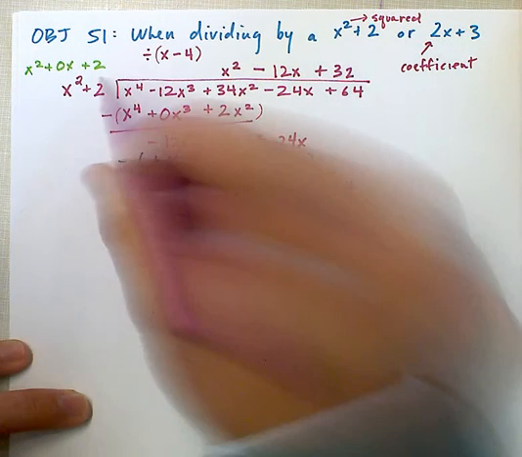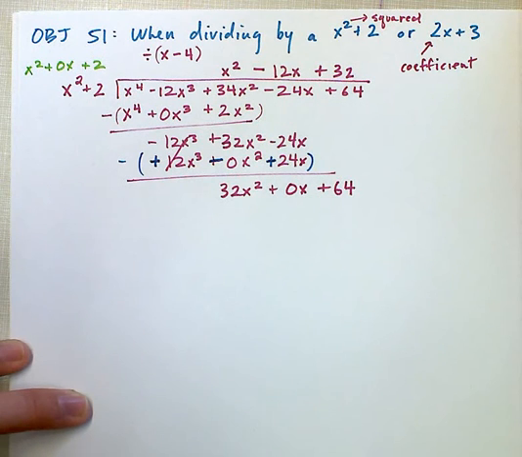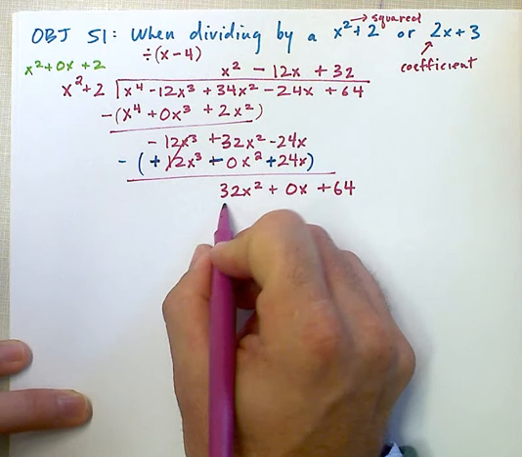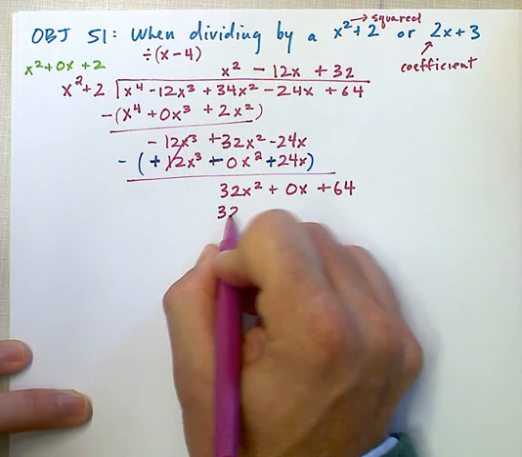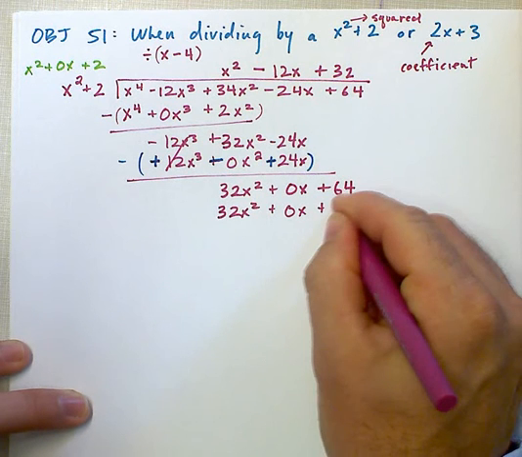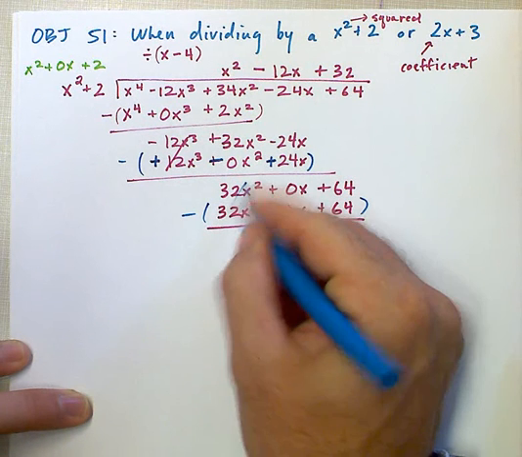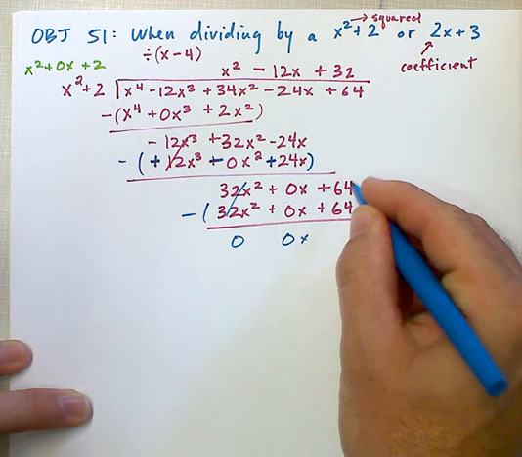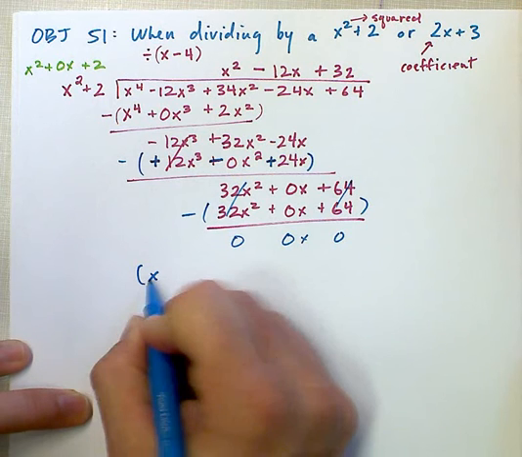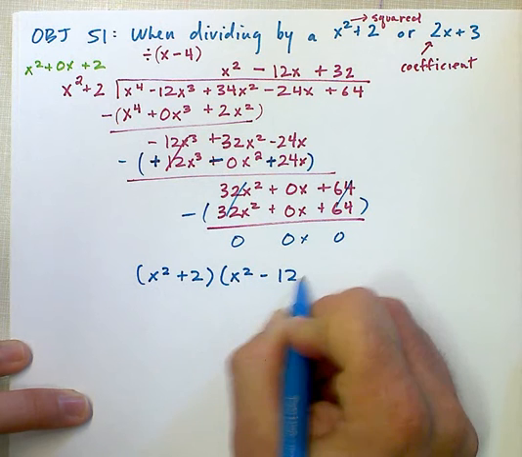so I'm already kind of taking a look here. Okay, this is going to work out to be evenly. Now I want to match up. Actually, I want to make it the same, so I'll keep it positive, and then I'll have the 32x squared plus the 0x. 32 times 2 is 64, and then if I subtract these, this will cancel out. This was 0 anyway, and this will cancel out here. So my result to this would be x squared plus 2, which would be x squared minus 12x plus 32.